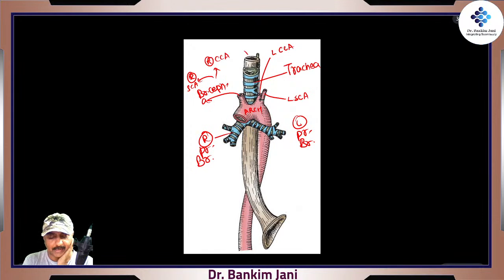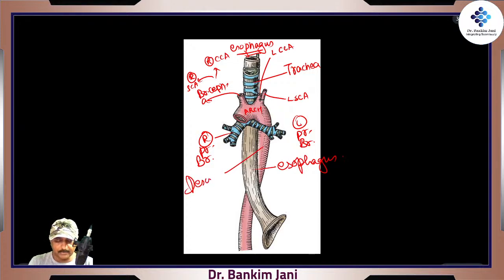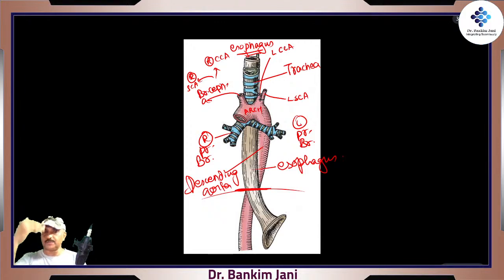This structure which is behind over here, it is esophagus, right? This one is esophagus, wood pipe. That's fine. This arch of aorta, and this one is what? This is descending aorta. But as it crosses the diaphragm, it comes in front of the descending aorta. So when we take the section over here, we'll find that esophagus is more anteriorly situated as compared to the descending aorta. That's what we see. This is an important point, right?